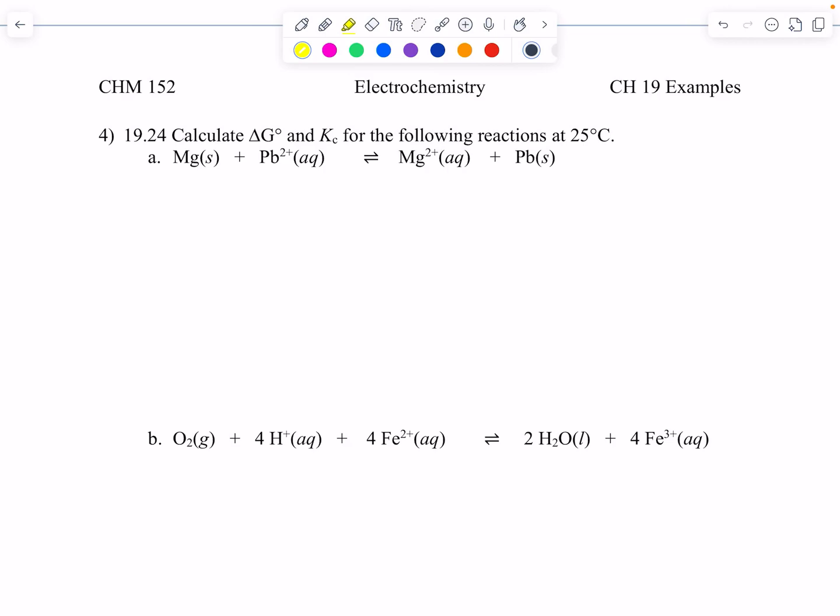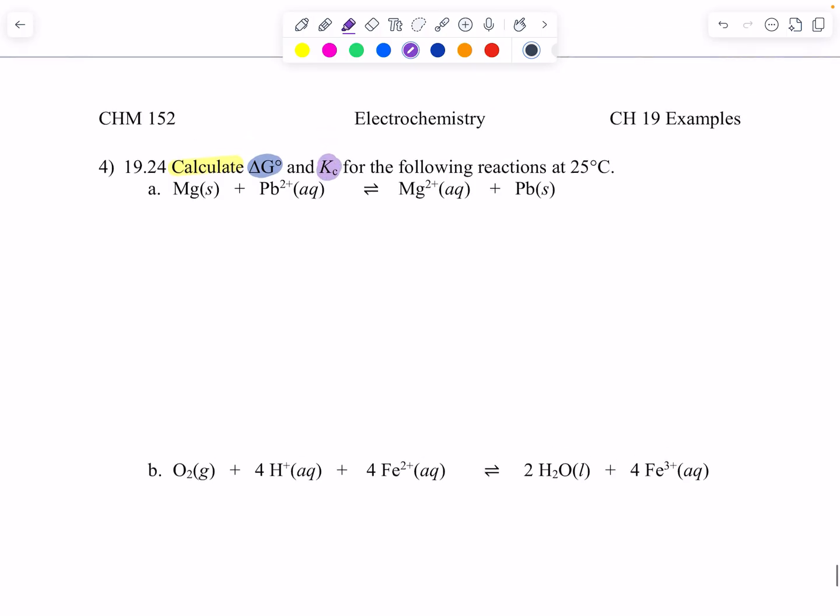Hey guys, welcome back. We got number 4. We have to calculate delta G and Kc for the reactions at 25 degrees Celsius. So if we look at this, delta G and K. How should we do this?